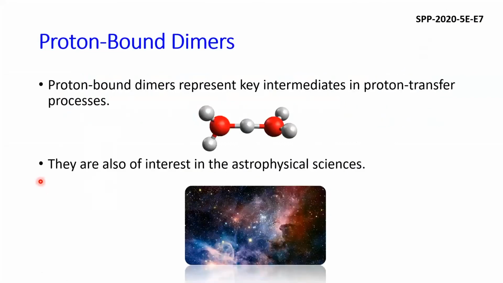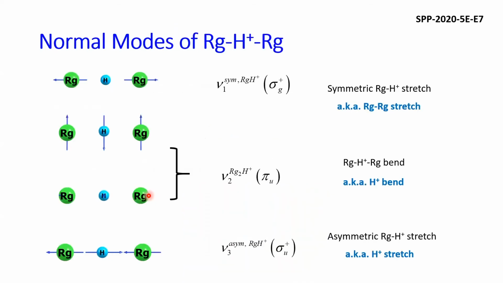Proton-bound dimers are interesting for two reasons. First, they are key intermediates in proton transfer processes. Second, they are molecular systems of interest in the astrophysical sciences. In this work, we will consider the vibrational structure for the simplest proton-bound dimer, in which the proton is surrounded by two rare gas atoms. This triatomic species has four normal modes of vibration, as shown on the screen.